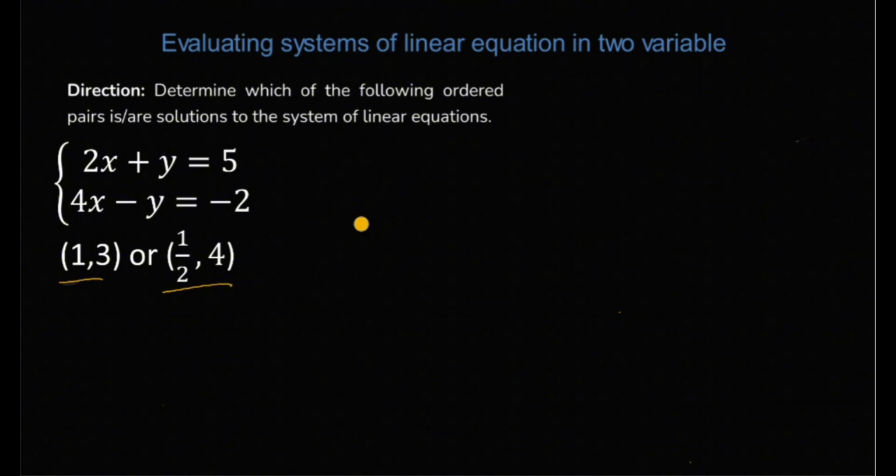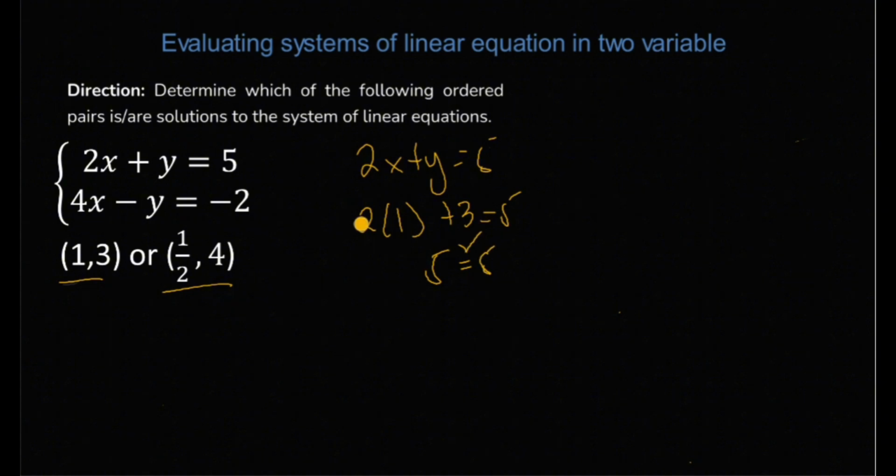Okay, so I hope you're done answering. Let's check if your answers are correct. First, let's substitute the ordered pair (1, 3) into your system. So we have 2x plus y is equal to 5. Substitute, so 2 times 1 plus 3 is equal to 5. 2 times 1 plus 3, 5 is equal to 5, which is true.